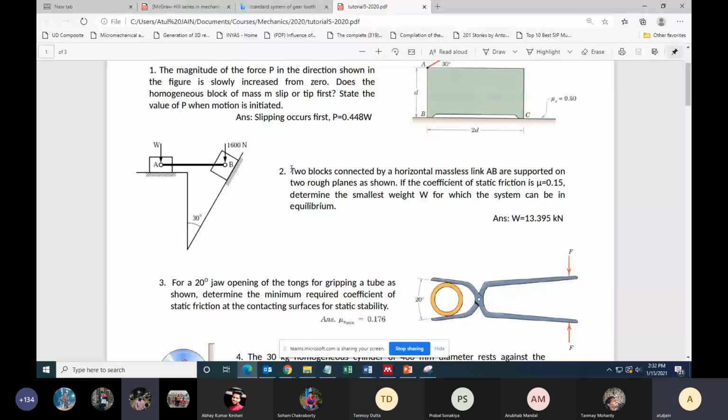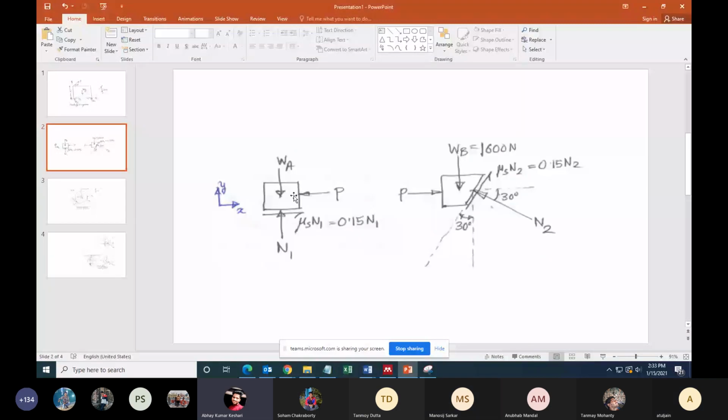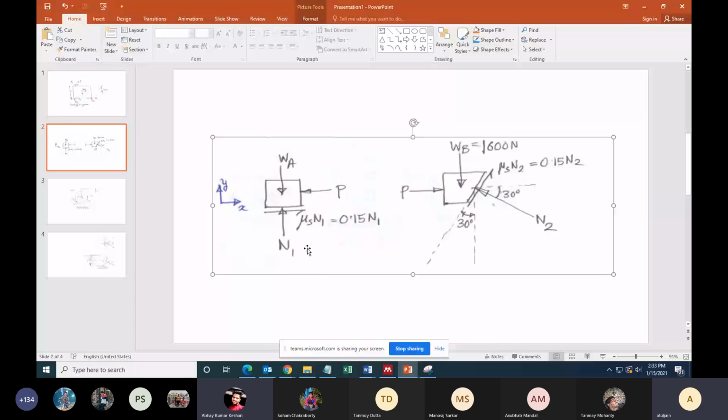Negative means we have to apply upwards. Yes, sir, but it is not possible. W has to be applied downward only. Same, I am also getting negative. The massless link would push the block. Is this free body diagram correct? Yes, sir. And then what did you do?